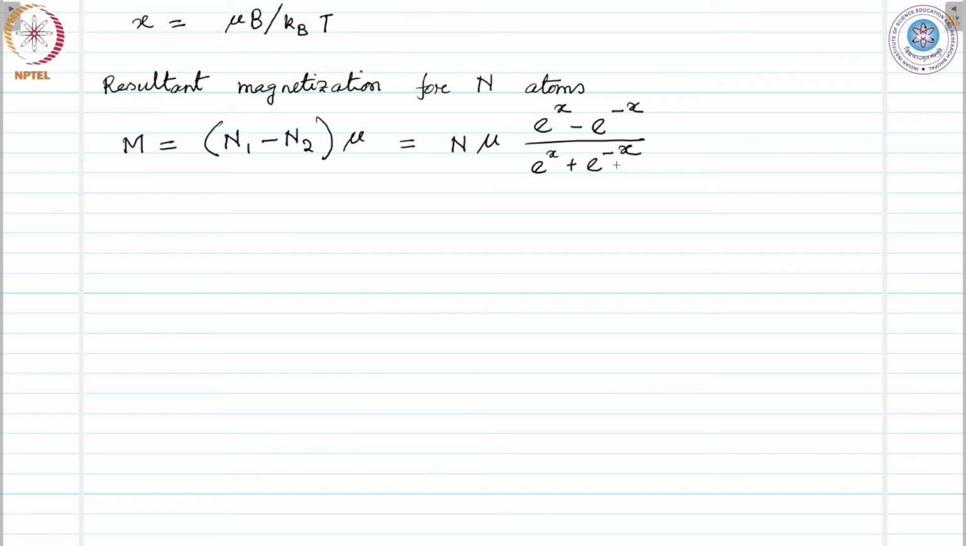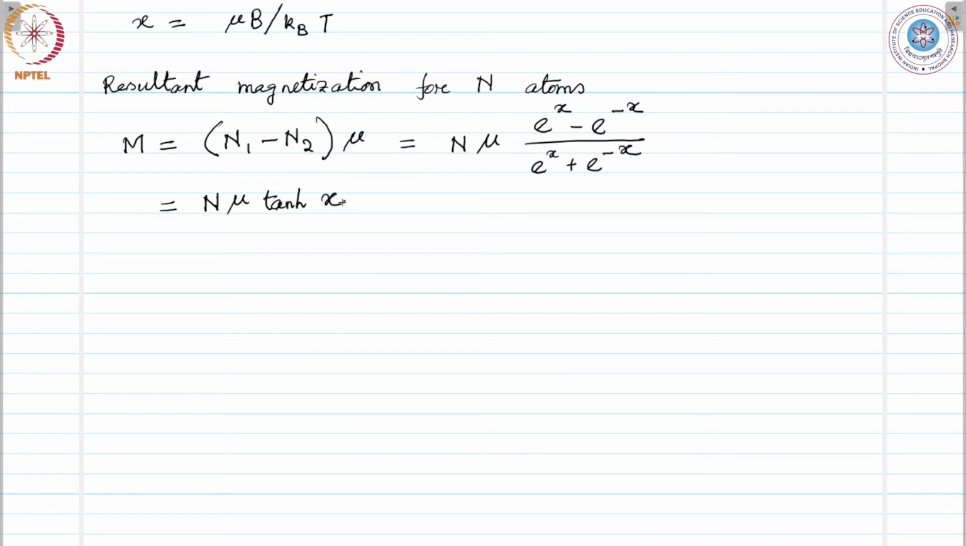and this expression is the expression for tanh x. That means the magnetization would be N mu times tanh x.